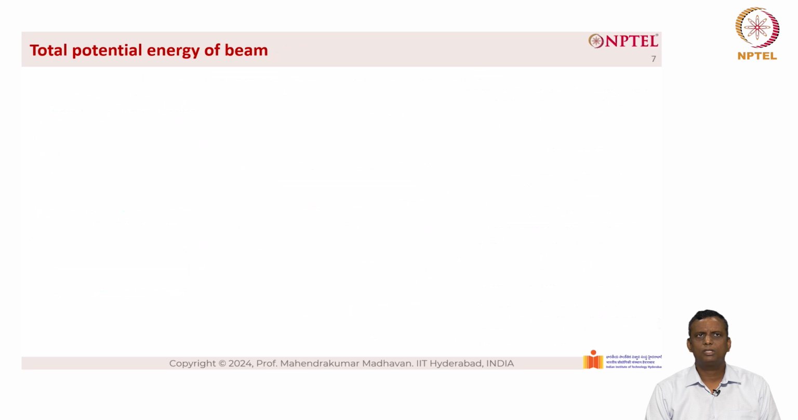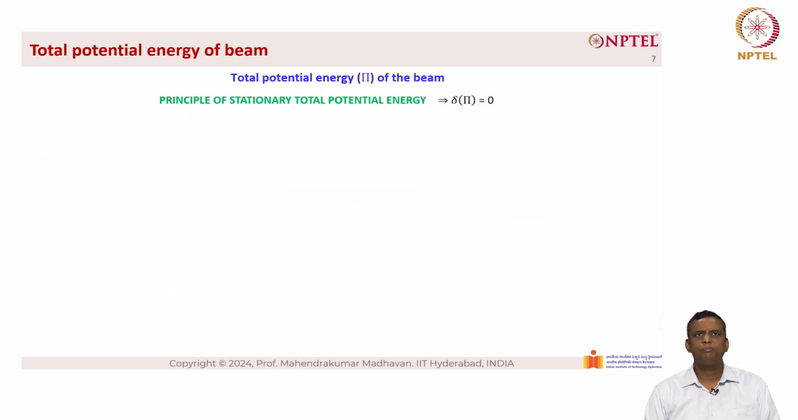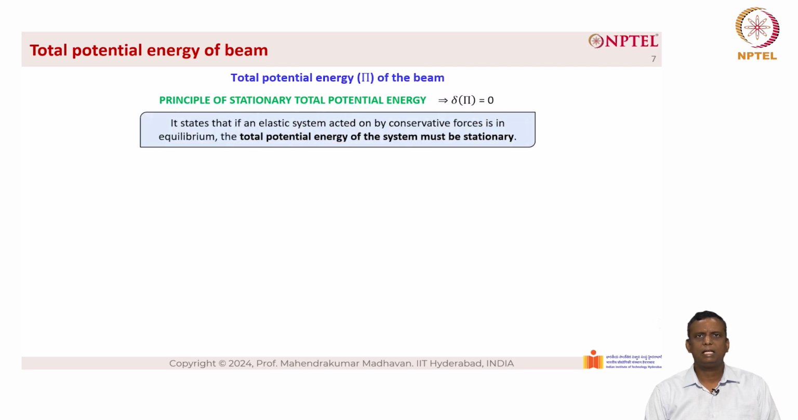So now let's talk about the total potential energy of the beam. The total potential energy pi of the beam, by the principle of stationary potential energy, is delta pi equal to 0. It states that if an elastic system acted on by conservative forces is in equilibrium, the total potential energy of the system must be stationary.